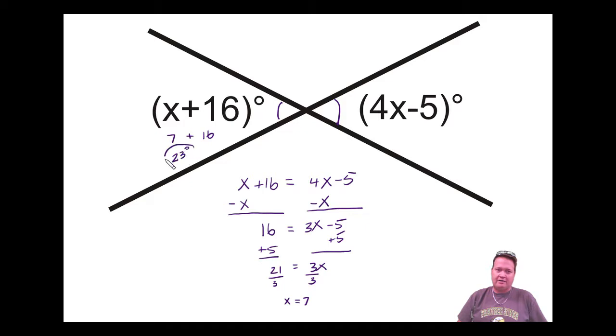So if I did my math right, the other side should also be 23 degrees. That's 4 times x, which is 4 times 7, minus 5. That's 28 minus 5, and that's 23 degrees. So we did that part correctly. If I was trying to find this up here, this whole thing makes a straight line. All I've got to do is take 180 and subtract 23, and I would get 157 degrees. So this piece up here is 157 degrees, and this piece down here is also vertical, 157 degrees. That's it.